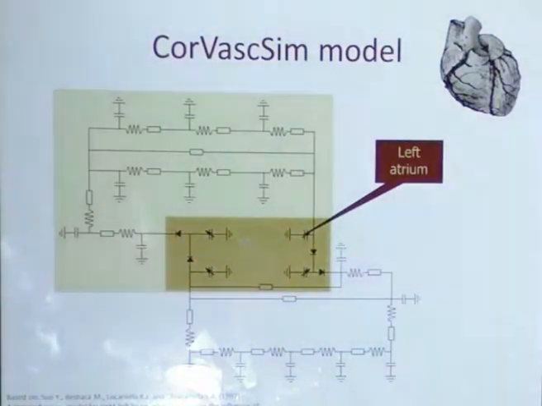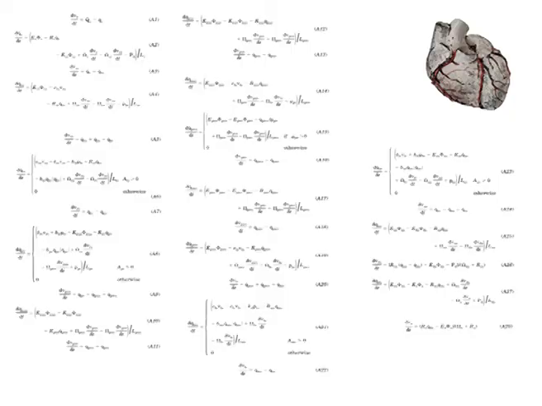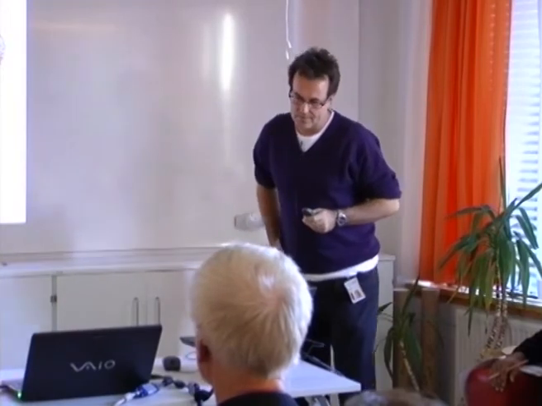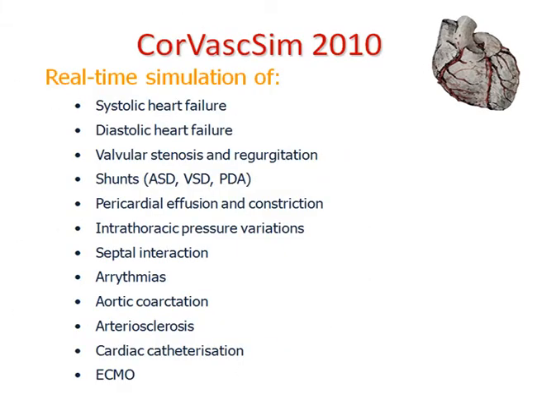And from this electrical circuit, you can generate differential equations looking like this. It looks a little ugly, but these equations are solved every millisecond by a normal computer. And then when you use the model, you get pressure, volume, and flow at every point of the circuit model.